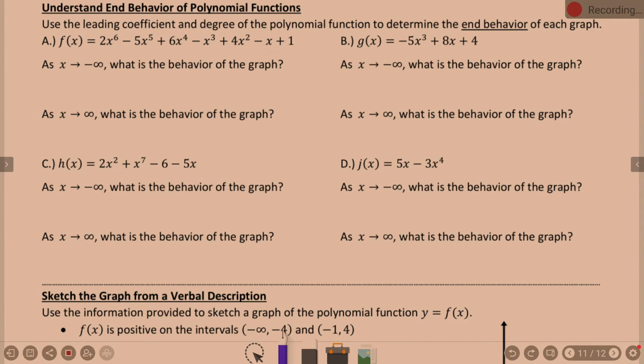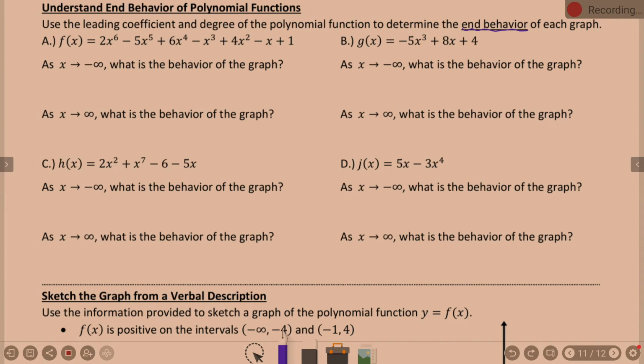Use the leading coefficient and degree of the polynomial function, so what we just talked about, to determine end behavior of each graph. As I said, my last book used just the words up and down. This book, we're going to talk about whether it goes to positive infinity or negative infinity. Okay? Now, as you look at A, I give you a big long polynomial. F of x is 2x to the 6th minus 5x to the 5th plus 6x to the 4th minus x cubed plus 4x squared minus x plus 1. That's crazy. What's the only piece of that that really matters?